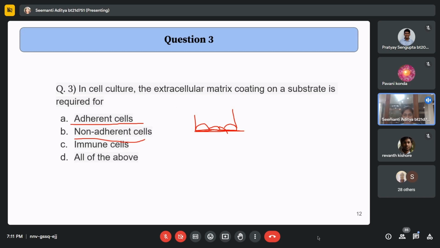so it should not cause an issue whether the extracellular matrix coating is there or not. We are not concerned with that. We generally want the entire media only, as they grow in suspension. They are not going to get attached. Immune cells, the WBCs, macrophages and all those cells are generally non-adherent cells, so they are not going to require the extracellular matrix coating. So the correct answer is adherent cell.